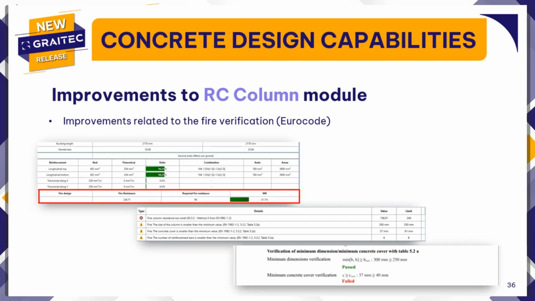For the RC column module, we implemented a set of small improvements related to the fire verifications, including displaying on the info panel a set of additional results coming from the fire verifications. Also, there are some additional warning messages, and there is also a verification of the minimum cover value. We can also see additional fire rating information in the report.